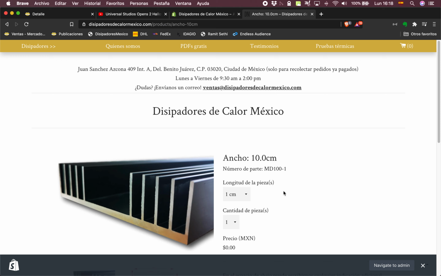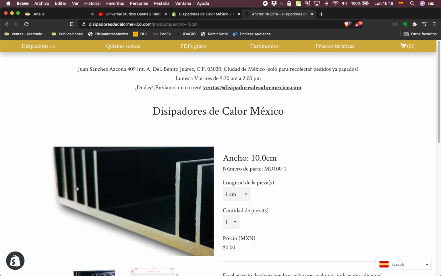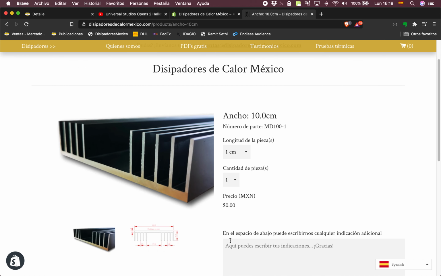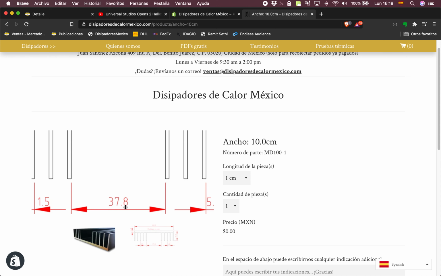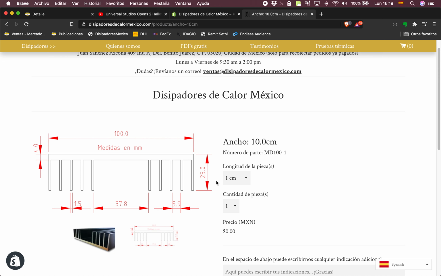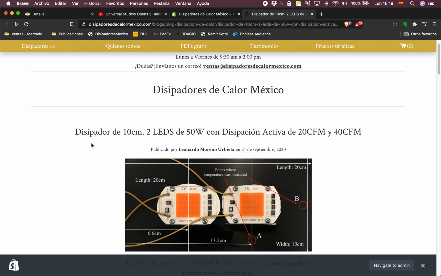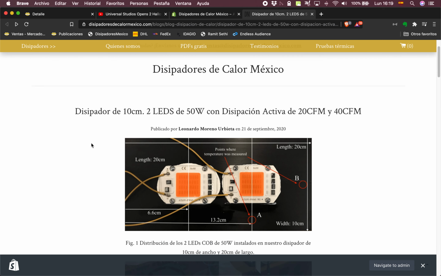Last time I studied this 10 centimeter wide heatsink, which consists of 10 fins separated by a space of 37.8 millimeters. The height of the heatsink is 25 millimeters. I used the same arrangement for the LEDs, the 50-watt COB LEDs, which are separated by a distance of 6.6 centimeters, located at the middle of the width of the heatsink.